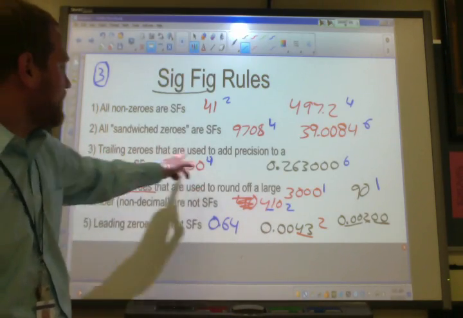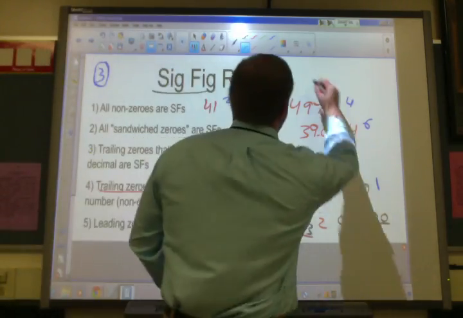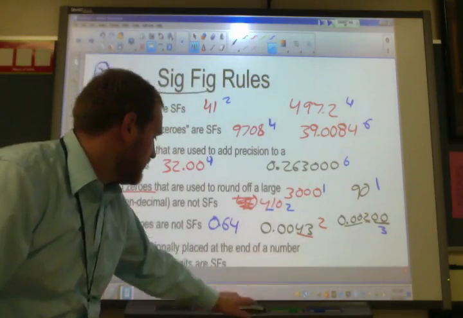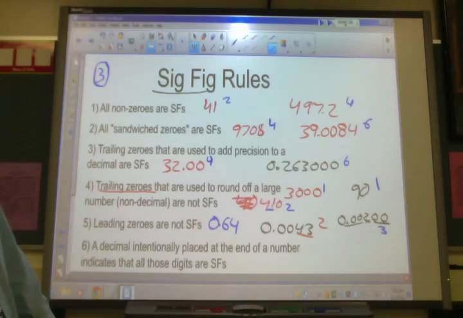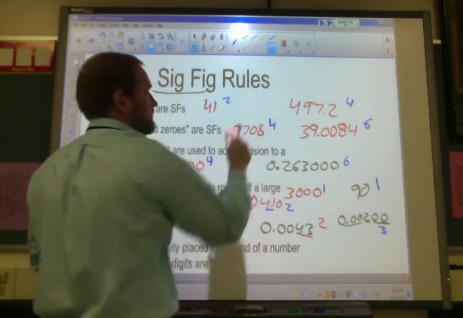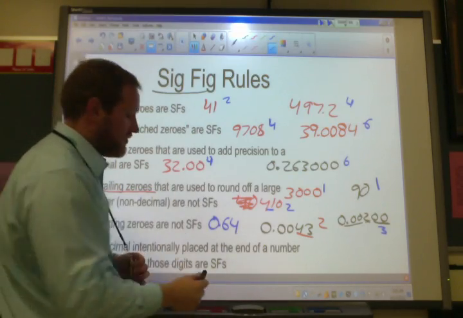Definitely not. Are they used to add precision to a decimal? They definitely are, so those count. So this one is 3 sig figs. Last sig fig rule: a decimal intentionally placed at the end of a number indicates that all those digits are sig figs. This is just a little formatting trick you might see and might use too.